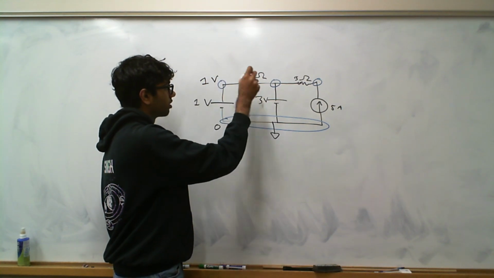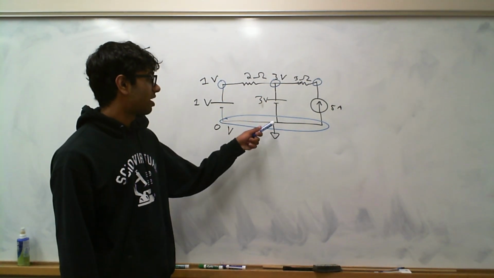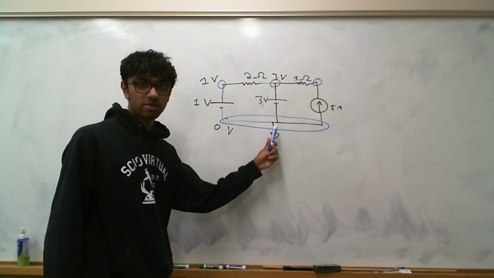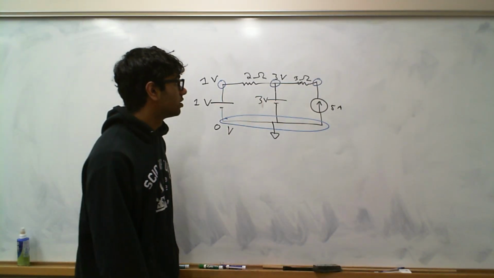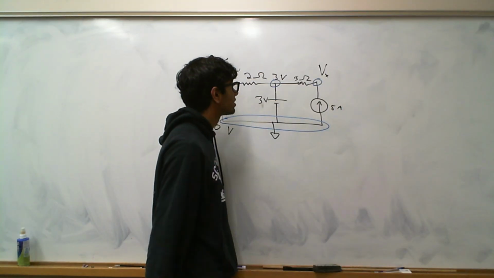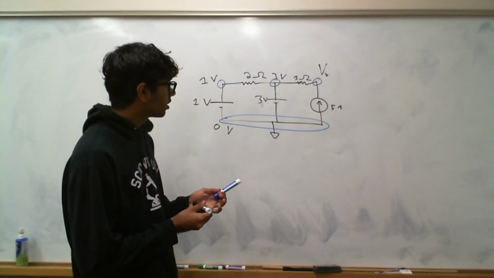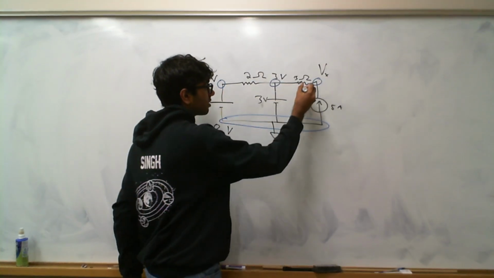We already know the node voltage here is going to be 1 volt. We already know the node voltage here is going to be 3 volts. Again, I'm going quickly, but just go through the battery, right? 0 volts before the battery. We gain 3 volts when we go through the battery, so we're at 3 volts here. Same logic for there. So the only node voltage we don't know is right here. Call that Vx.